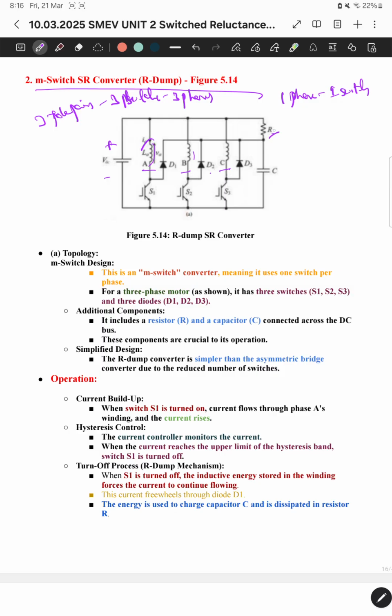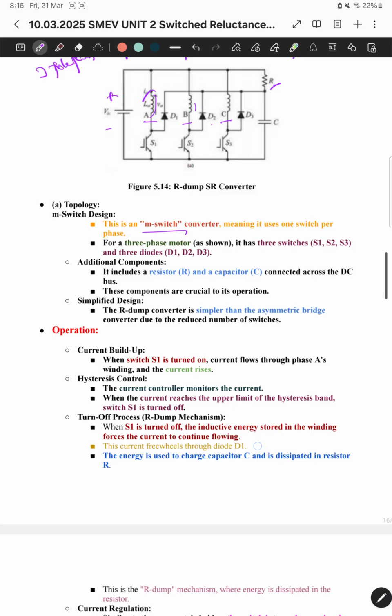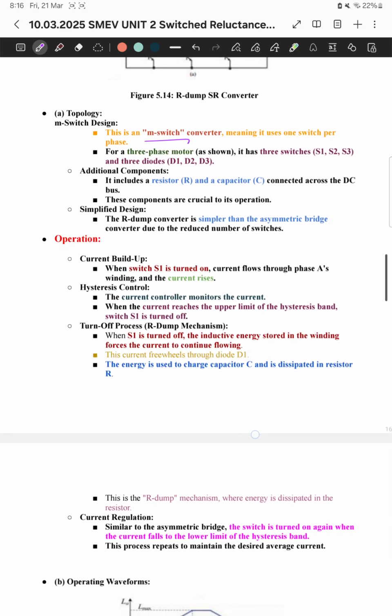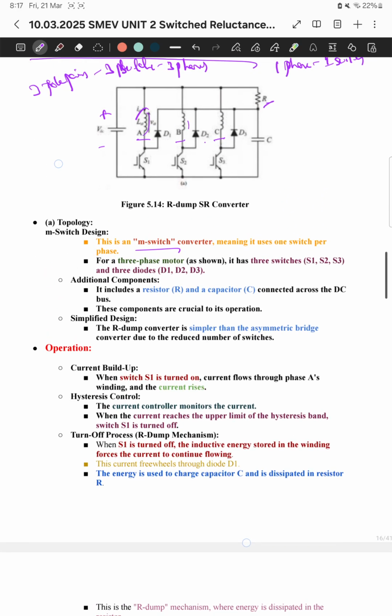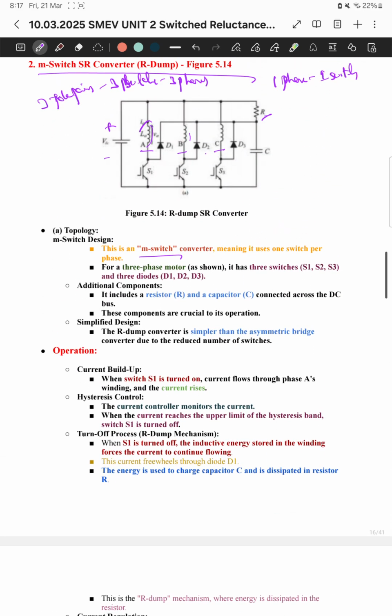In addition, one resistance and one capacitance is also connected here. As we are using 3 switches for a 3-phase machine, we call it an N switch converter. It is also called an R-dump converter. Why is it called an R-dump converter? Let me try to justify this conclusion. First we'll discuss that, and then I'll justify why it is called an R-dump converter.